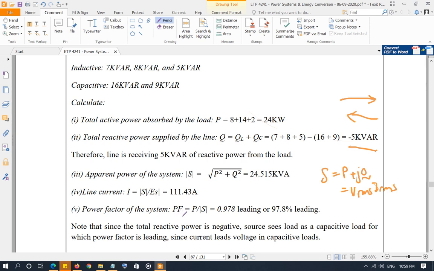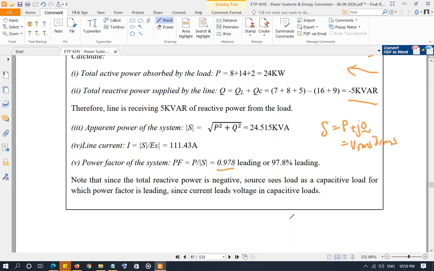Power factor of the system is calculated using P is equal to apparent power times power factor. So power factor of the system is 0.978 leading, because the Q is negative. That means your total load is a capacitive load. So for capacitive load, power factor will always be leading. Make sure you remember that, right? So 97.8% leading.